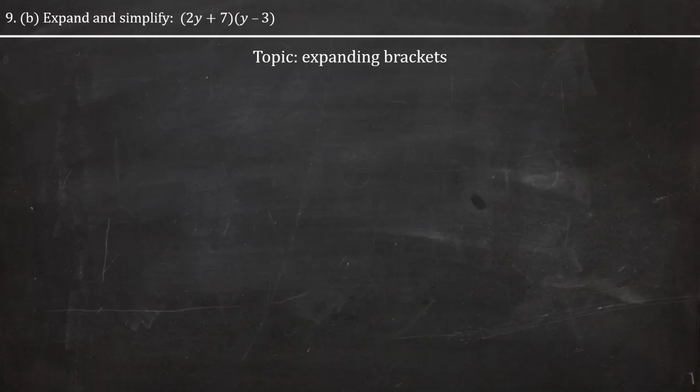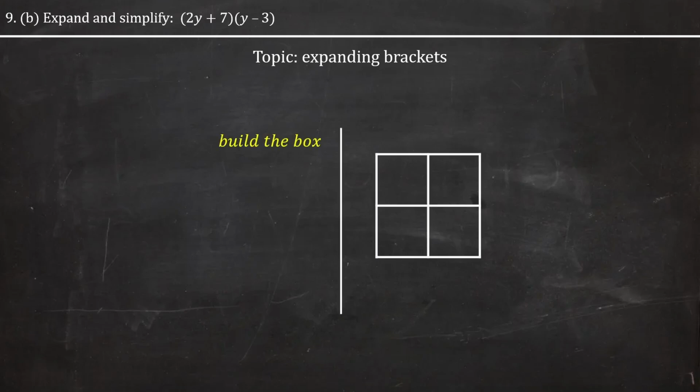You can do what you want here. The safest way, I do believe, is doing box method, so that's what I'm going to do. Do the box here, you have 2y plus 7 and y minus 3. Top number times the right, so 2y times y is 2y squared. 7 times y is 7y. 2y times minus 3 is minus 6y. 7 times minus 3 is minus 21.